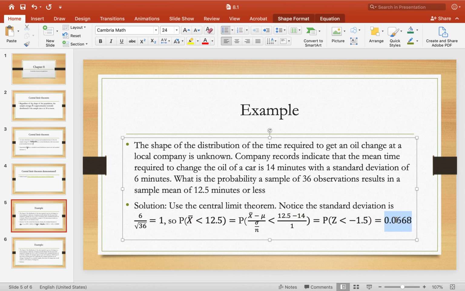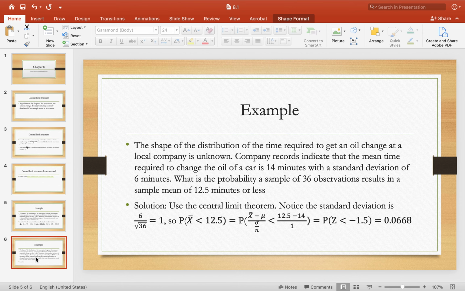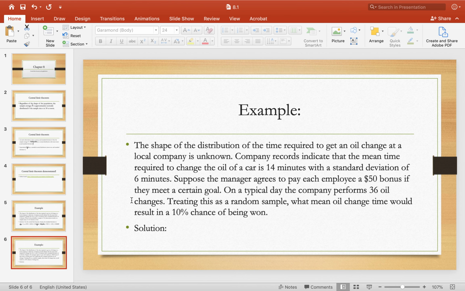So there's like a 6.6% chance we'd have a sample average of 12.5 minutes for 36 oil changes. So that's an example that we had, and this is similar to your homework problem. Here's another one that's similar to your homework problem, and I think I'm going to need a new slide to work this out.